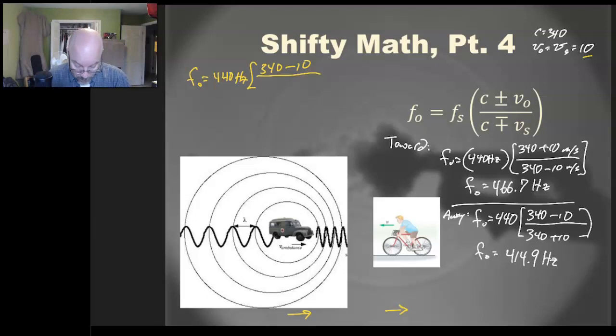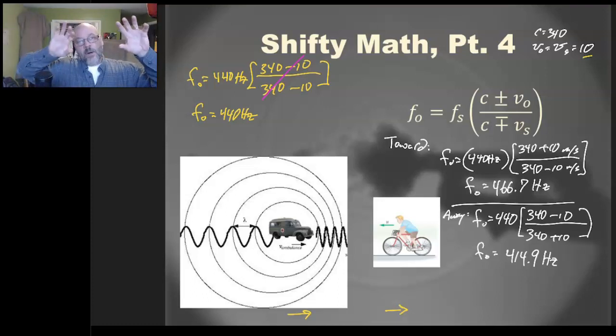Now, with the ambulance moving towards the source, in order to make the ratio go up, the denominator must be reduced, which gives us this. You can see what happens there: that cancels itself, and we're left simply with 440.